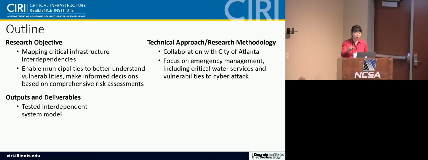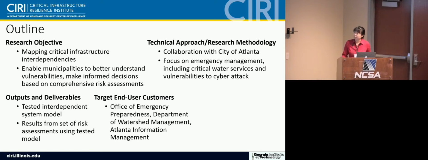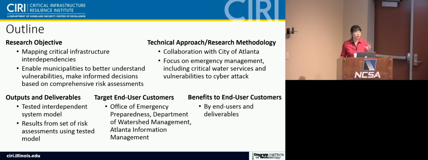The first is a tested interdependent system model. And then the beginning and some initial results on the set of risk assessments that we've been able to perform using this tested model. I'll talk about some of our target end user customers. So this is really people within the city, so it includes the Office of Emergency Preparedness, the Department of Watershed Management, and Atlanta Information Management. And then I'll talk about the benefits to these end users, both by specific end users and also by the specific deliverables that we're looking at.